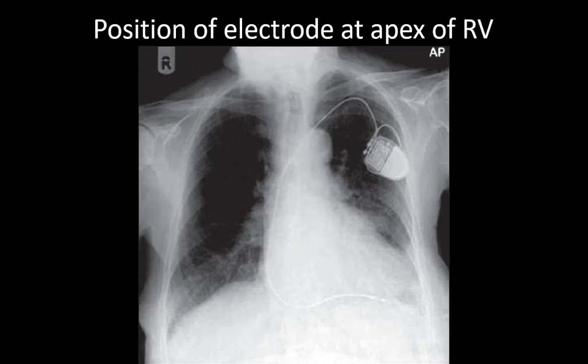So this is a pacemaker device. You can see this wire is going all through the lung, and the tip is lying at the tip of the right ventricle, and there are no sharp angulations or bends in the wire.